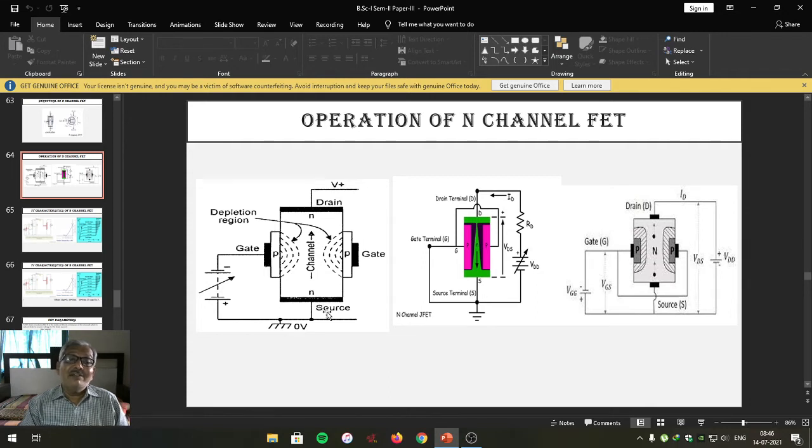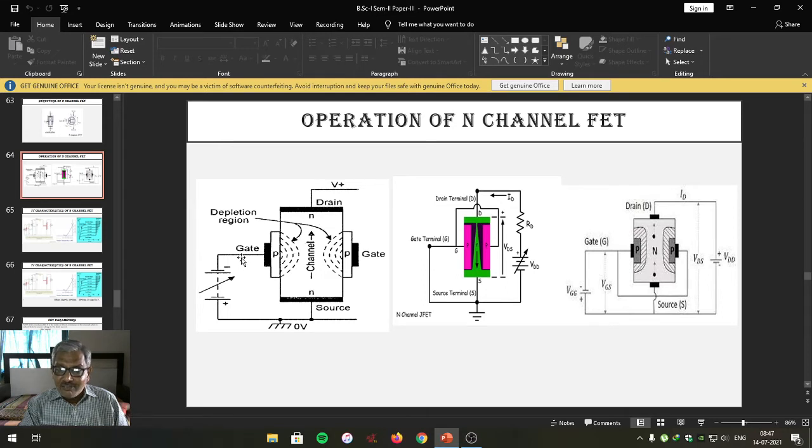Student friends, once again I will repeat. As we are aware, gate and source are reverse biased by means of a battery VGG. At the cost of that, the voltage developed between gate and source is VGS. When VGS is 0, the normal depletion layer is present between the P and N region on both the sides. So that's why the channel width is more, and almost all emitted charge carriers reach the drain. Hence the drain current is more.